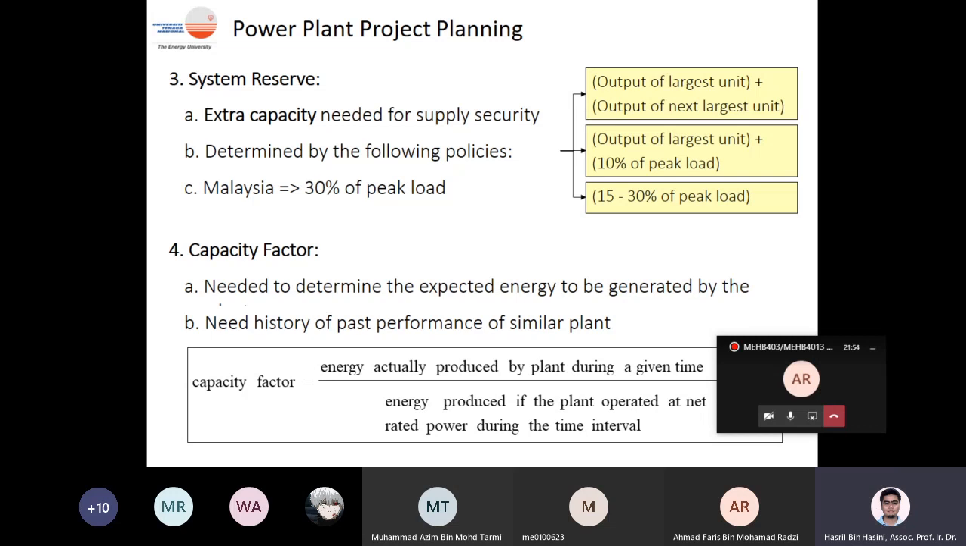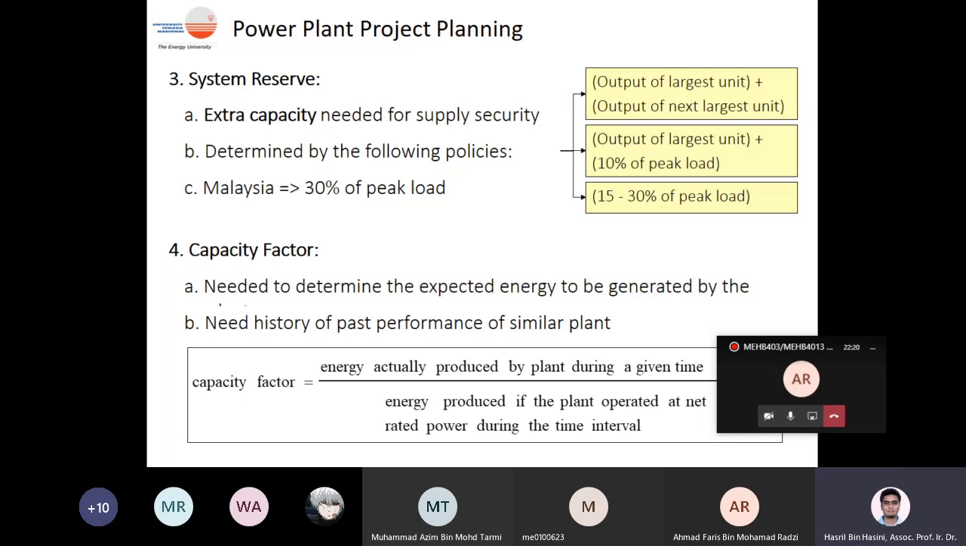So if the total maximum peaking load is around 30,000 megawatt for Malaysia, then we just need to say either you want to put in 15% or 30% from the total 30,000 megawatt. So that is what we are currently practicing. We put around 30% from the total peaking load to be our system reserve.